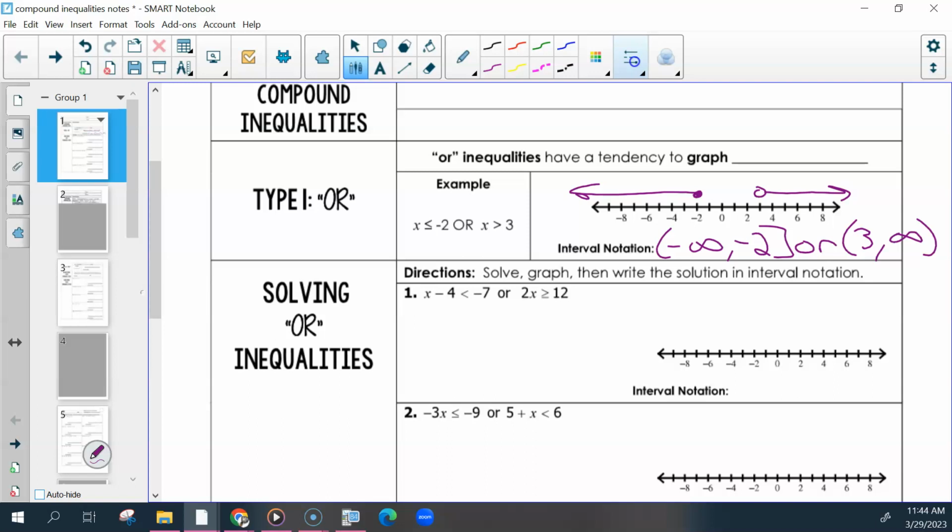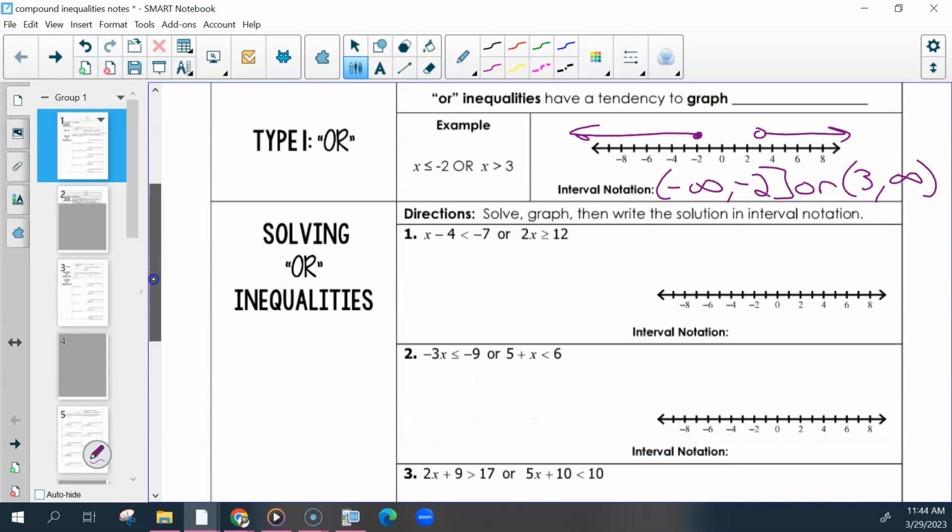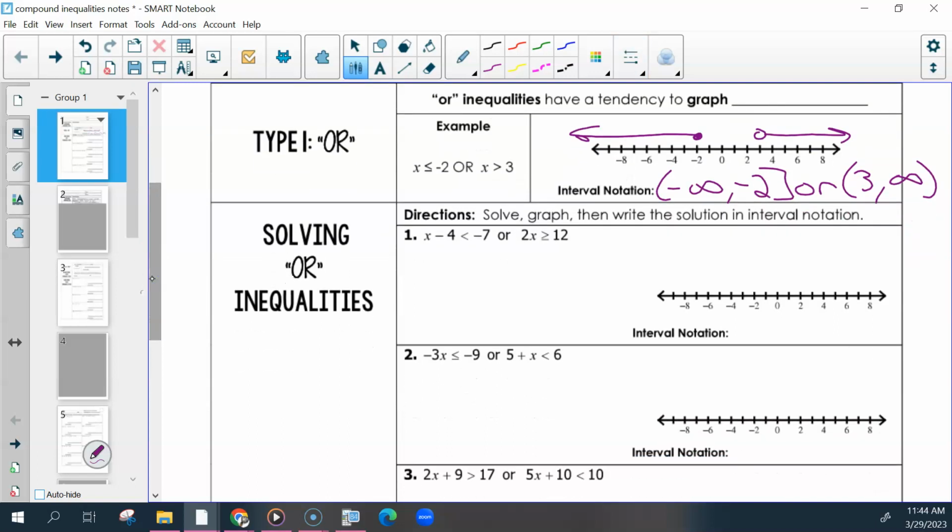So when you're solving OR inequalities, you'll have 2 different things. You're not doing the same thing to both sides. So what you do to one, don't do to the other. They are 2 separate inequalities. You can solve them at the same time or separately. It does not matter. I'm going to solve them at the same time. So for this one, I would add 4 to both sides.